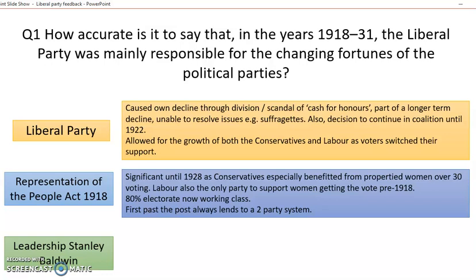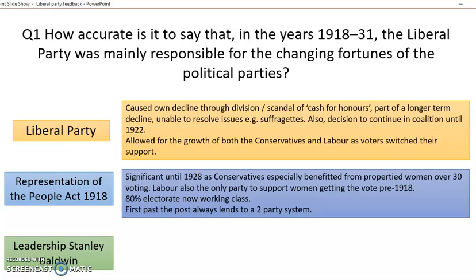The Conservatives benefited from this piece of legislation because they restricted the vote to women who were over the age of 30 who owned property. So the chances are they were more likely to vote for the Conservative Party. Labour also benefited from this because they had been the only party to support women getting the vote pre-1918, and they were very active in setting up women's sections and trying to capture these new voters in 1918.